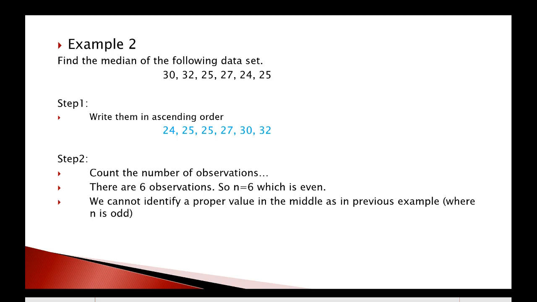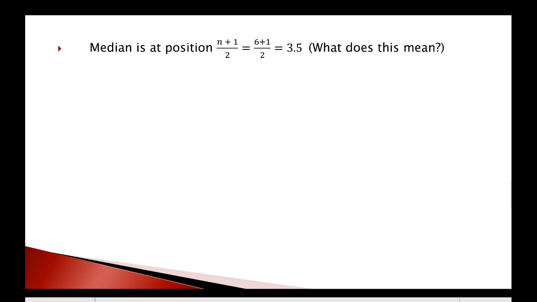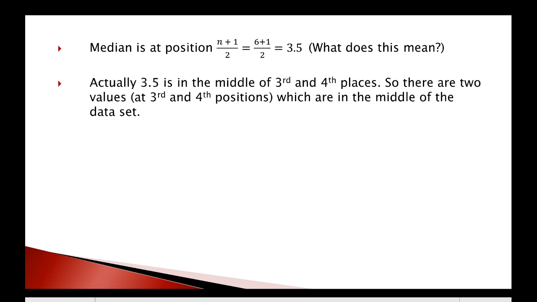We cannot identify a proper value in the middle as in the previous example where n is odd. So the median, if we use the equation to find the position of the median, we would end up with 6 plus 1 divided by 2, which is the 3.5th position. Actually, this position does not exist. There's no 3.5th position. So what this means is we should take the 3rd and 4th observations as the values in the middle. So there are 2 values which are in the middle of the data set.